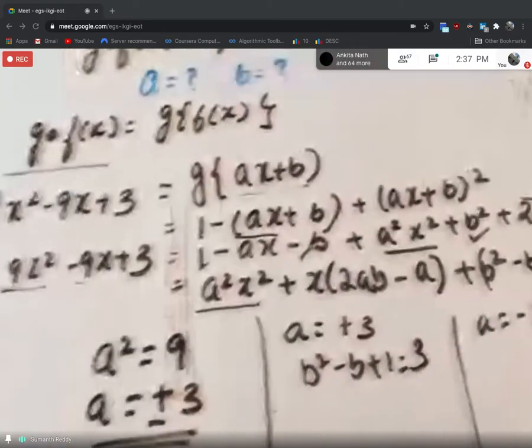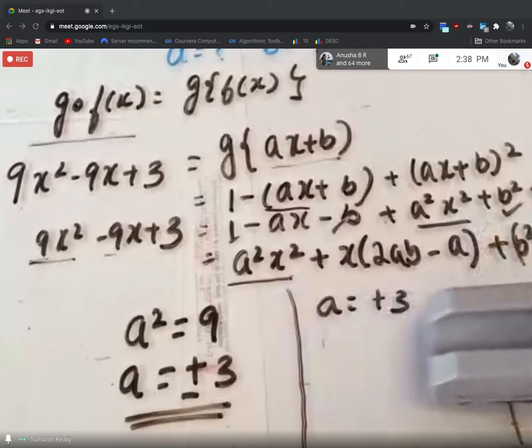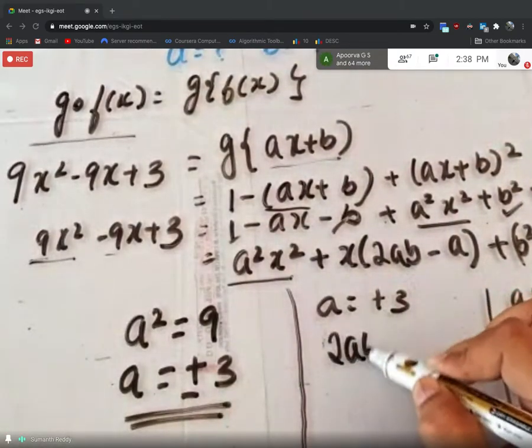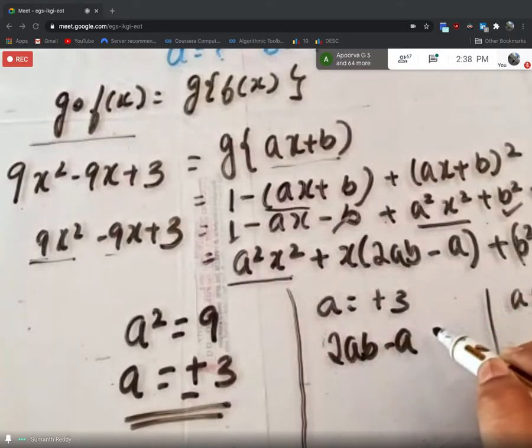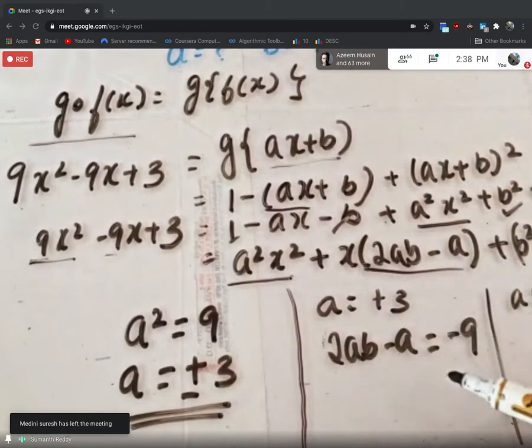So based on this, now if you simplify, I don't take this because I don't have the a term here. So instead of this, let me take 2ab minus a is equal to minus 9. This one I will take, this term. Okay, so this term I have taken. So now the value of a is equal to plus 3.